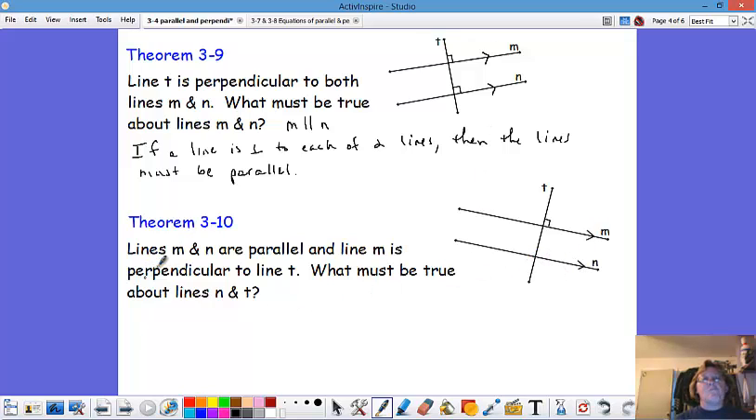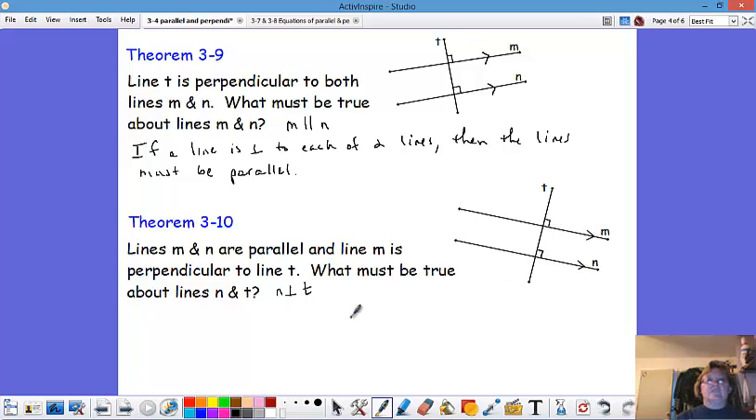So look at this one. Lines M and N are parallel, so we're starting out with that. Line M is perpendicular to T. What has to be true about N and T? They have to be perpendicular as well, because if these lines are parallel, then that corresponding angle has to be the same as that one.